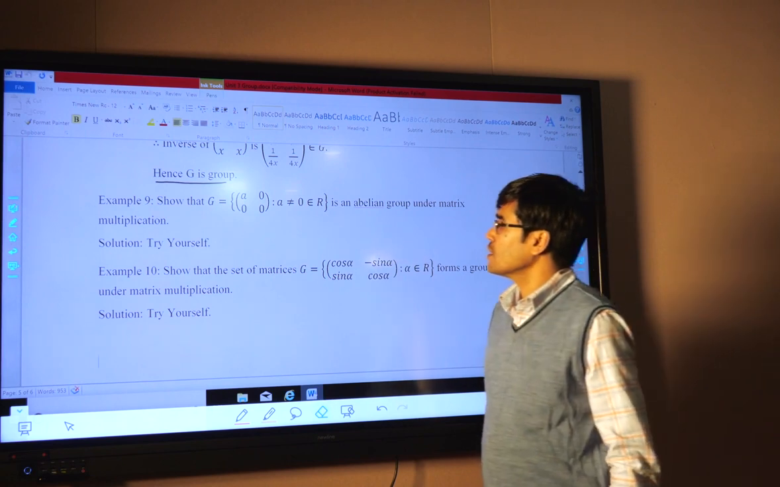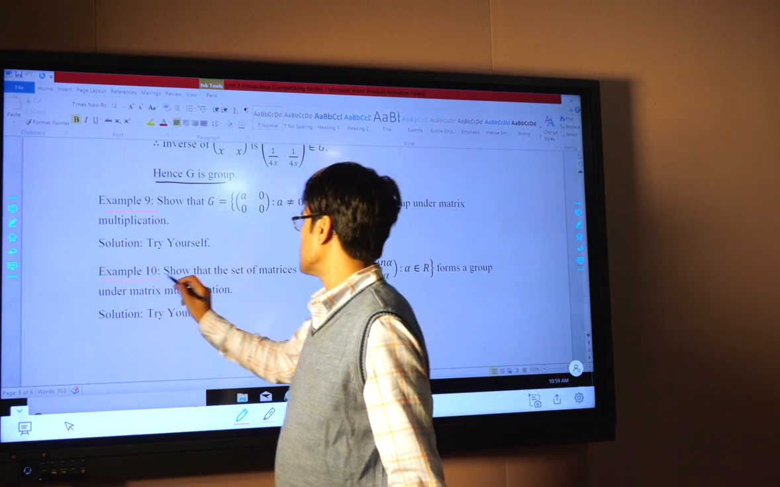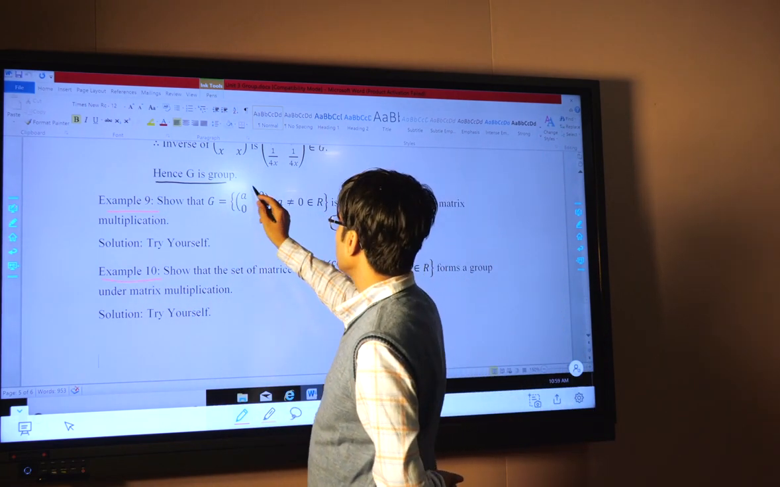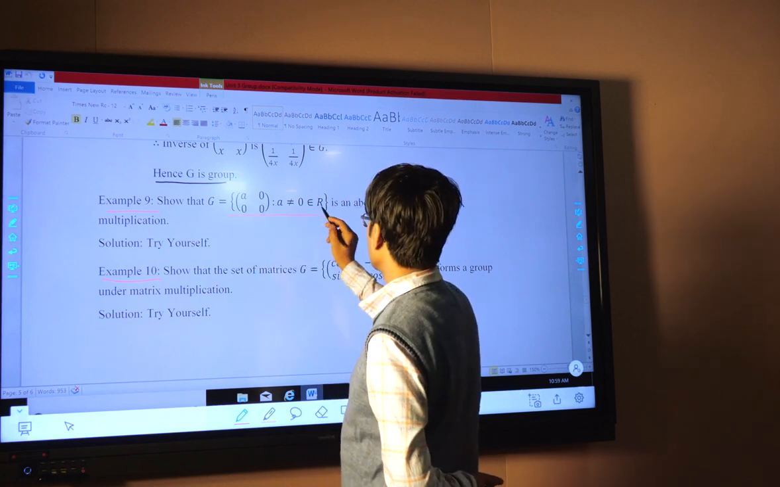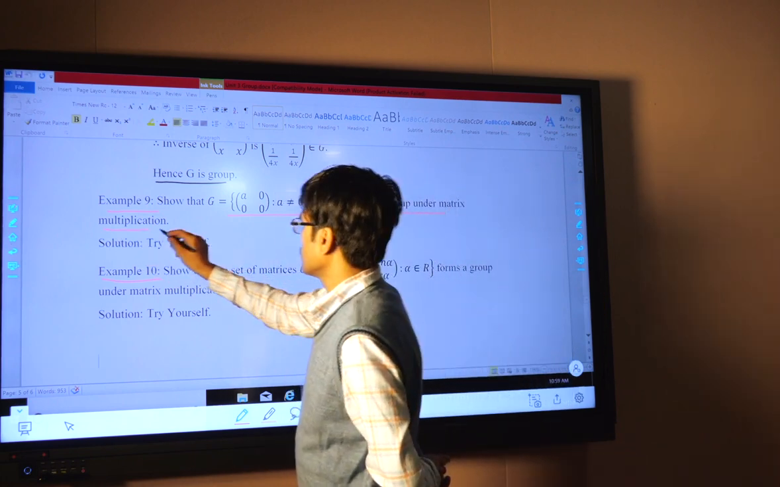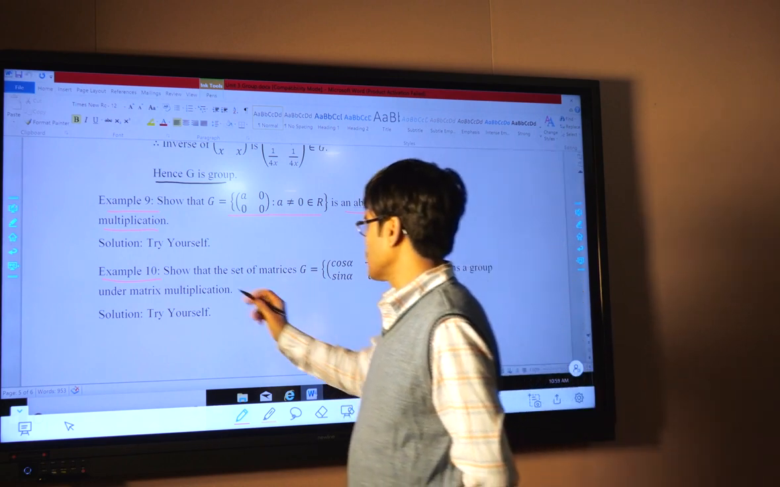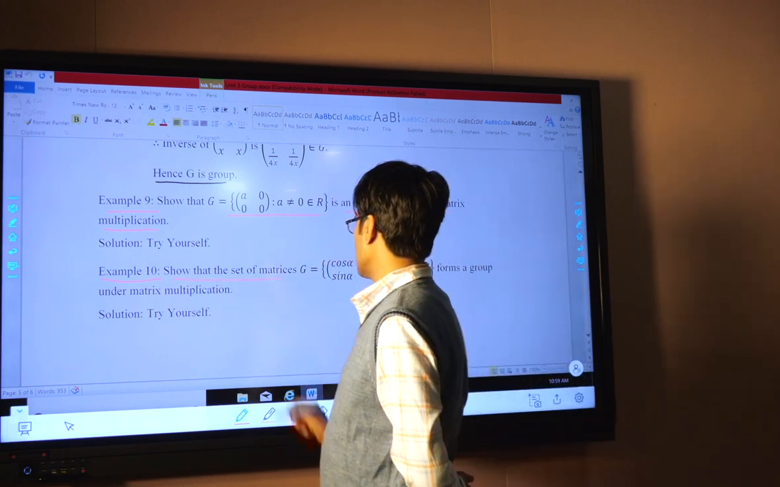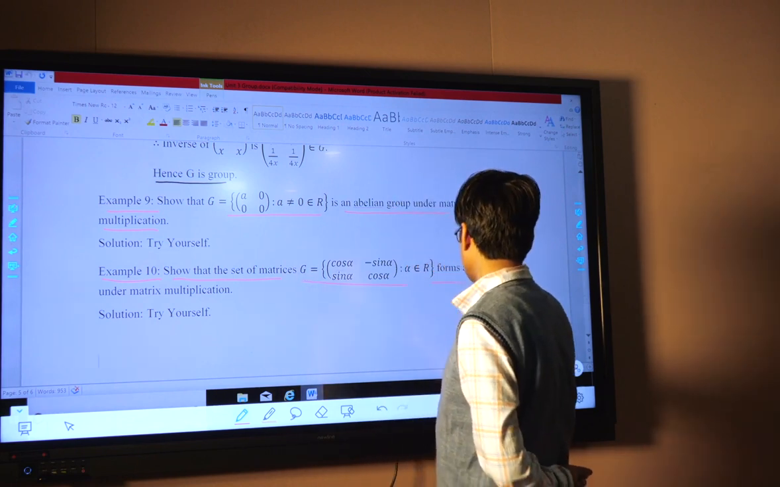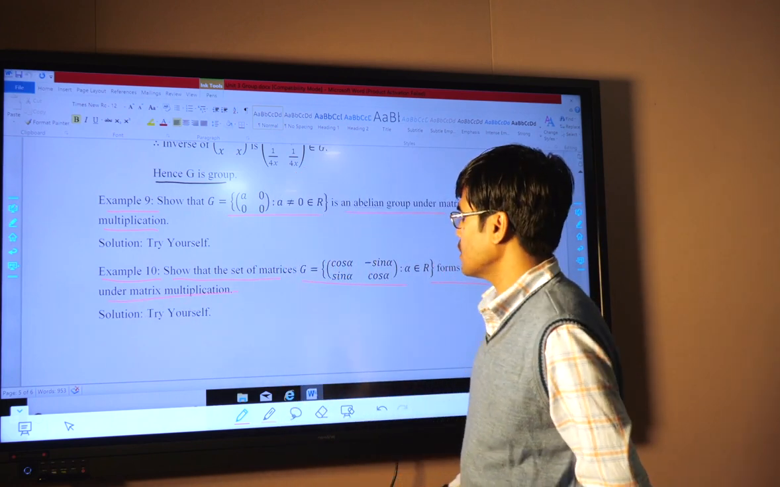So next we discuss examples 9 and 10. Here you have to show that G with this matrix is an abelian group under matrix multiplication. So learners are requested to solve this problem yourself. Similarly, example 10: the set of matrices, this set forms a group under matrix multiplication. So this example also you try yourself.